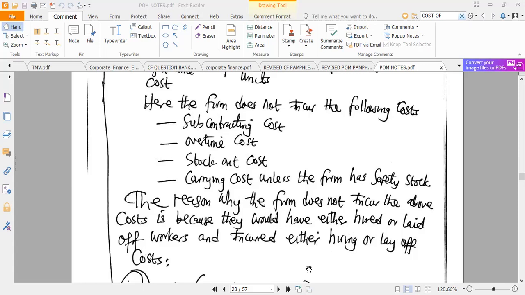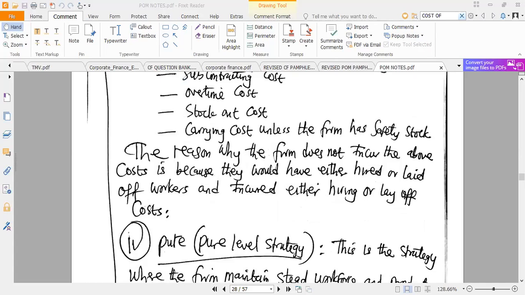So it's not necessary for them to incur subcontracting costs, overtime costs, or stock out costs. All right. So that is it on the first strategy of aggregate planning, where we have looked at the chase strategy.